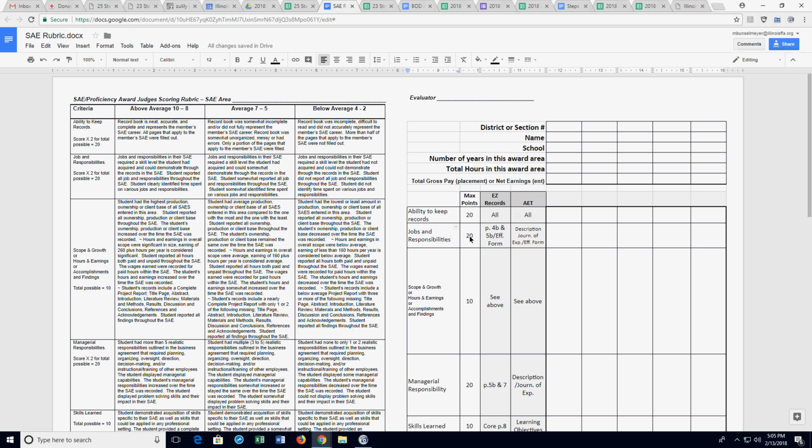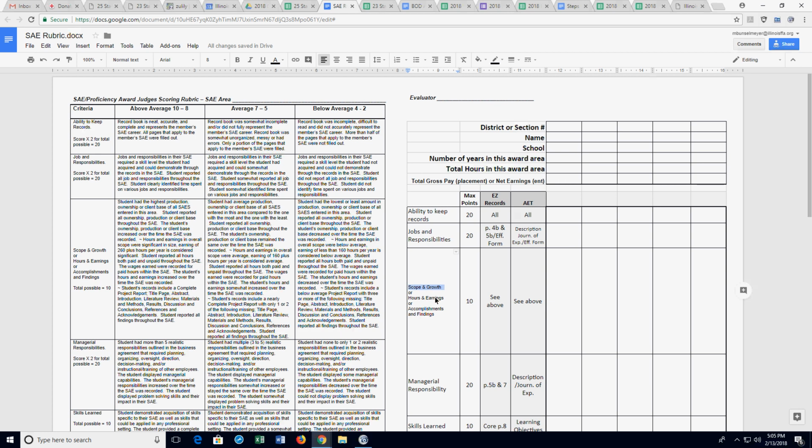Jobs and responsibilities is worth 20 points. In AET, that can be found in the description of journal experiences. In Easy Records, it can be found on pages 4B and 5B in the book, in Easy Records and in the paper book.